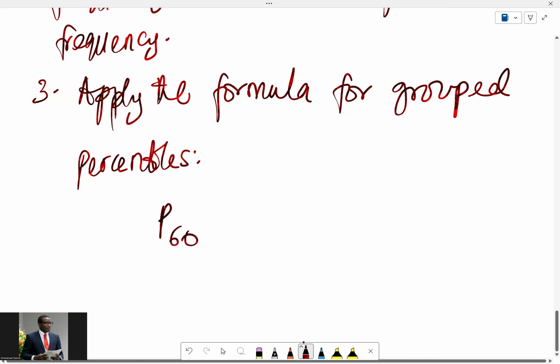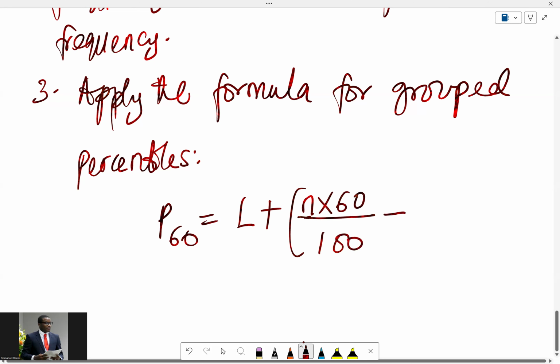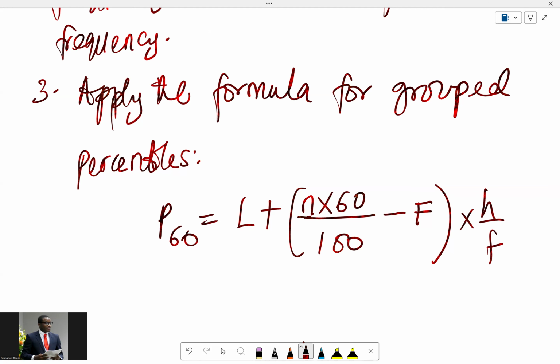And this is the formula. P60 is equal to L, that is the lower boundary of the 60th percentile class, I mean, the class where the 60% of the cumulative frequency lies. All of that plus N times 60, N is the total number, the total frequency, all over 100 minus F. F would be the cumulative frequency just before the class you want to talk about. Then all of that multiplied by H, which is the class width, over f, that should be the frequency of the actual 60% class.